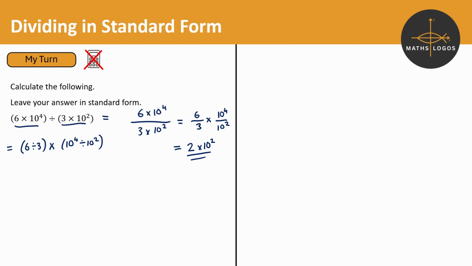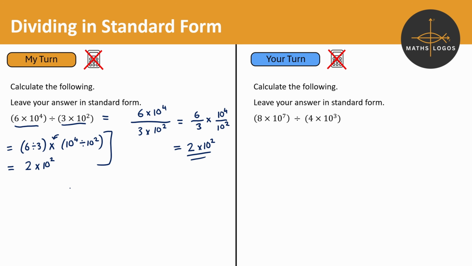I just need to be careful when I'm saying I'm multiplying and when I'm saying I'm dividing. 6 divided by 3 is 2. 10 to the power of 4 divided by 10 to the power of 2 is 10 to the power of 2. So of course both these calculations are equivalent. It's just different ways of showing you them. And if we do it this way, we just need to be careful that we do not write a division sign here. It needs to be multiplication. Pause video, give this question a go, try it either way, and then we'll run through your solution.